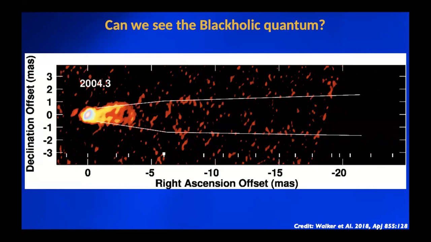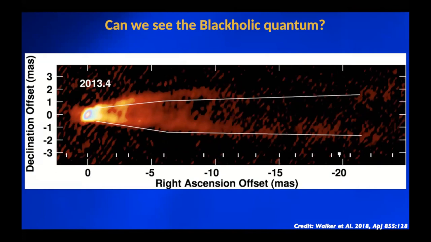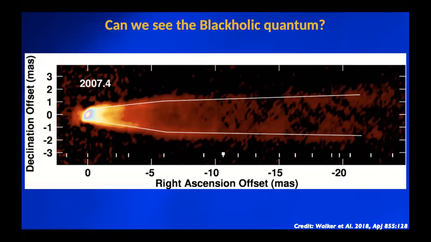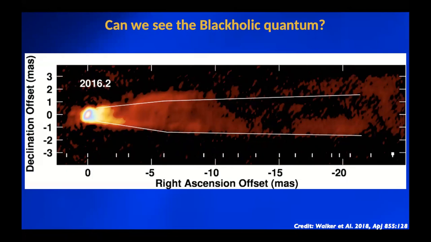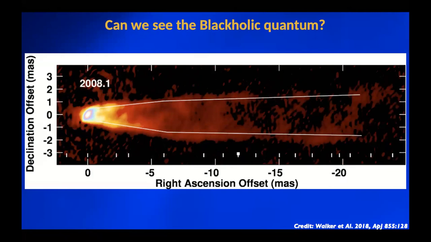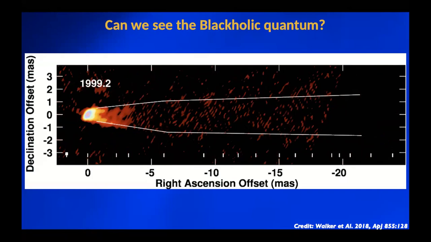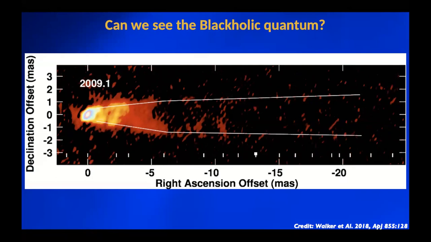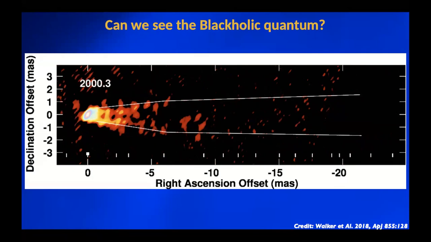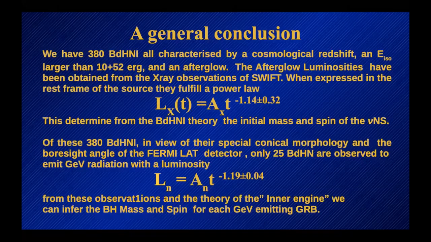Therefore, we are really understanding, viewing, thanks to radio astronomy, which can look in the center, the moment of emission of the black hole energy. And in the case of GRB, we can see from the luminosity as a function of time that indeed this sequence of black hole quanta gives origin to the power law of the GeV emission.